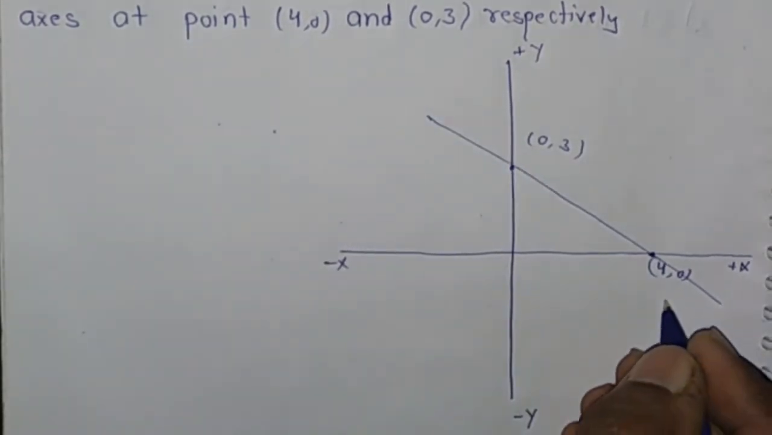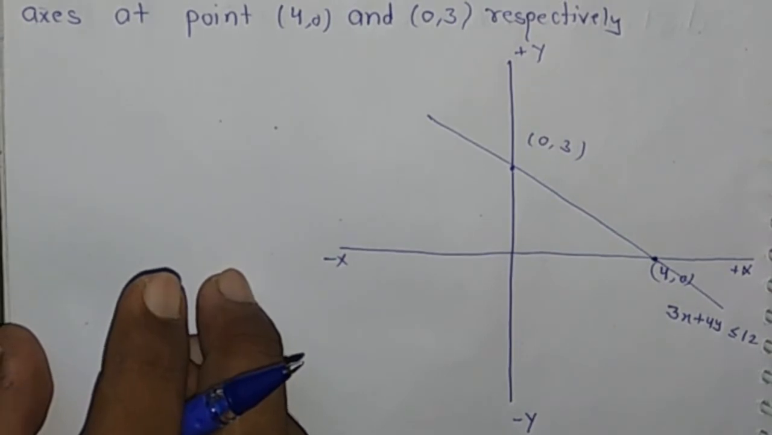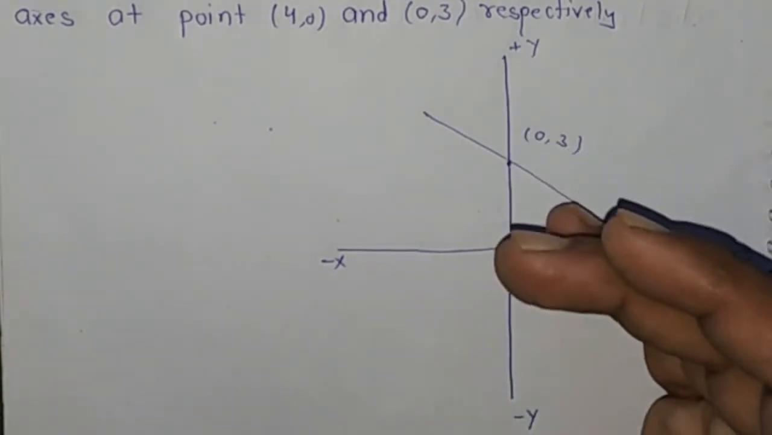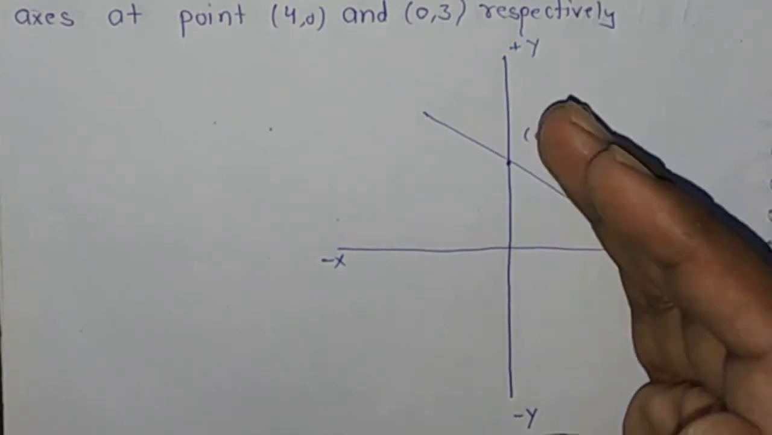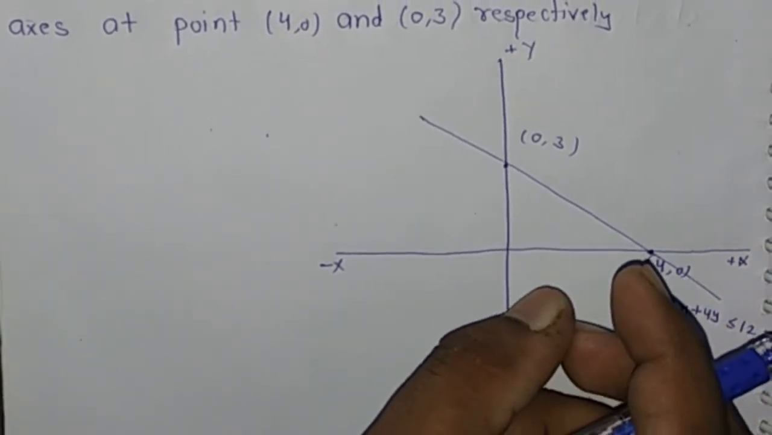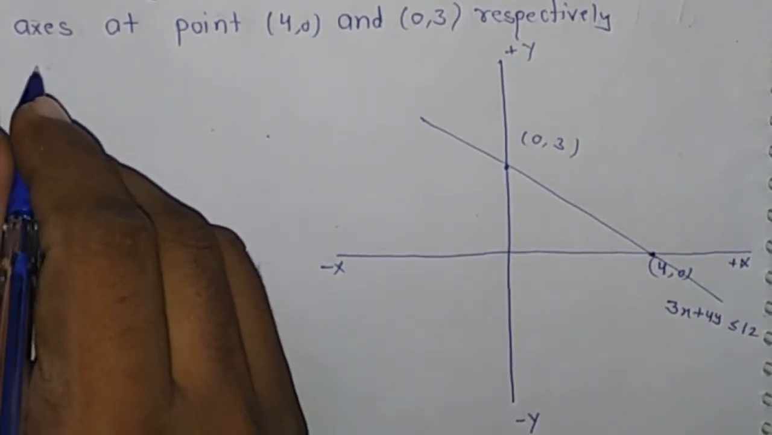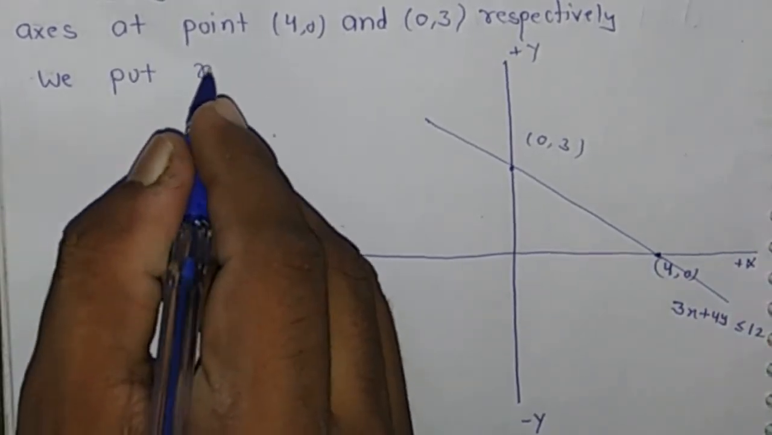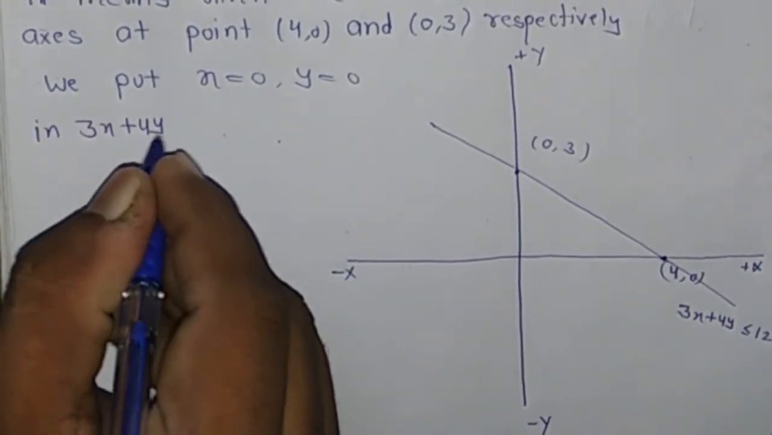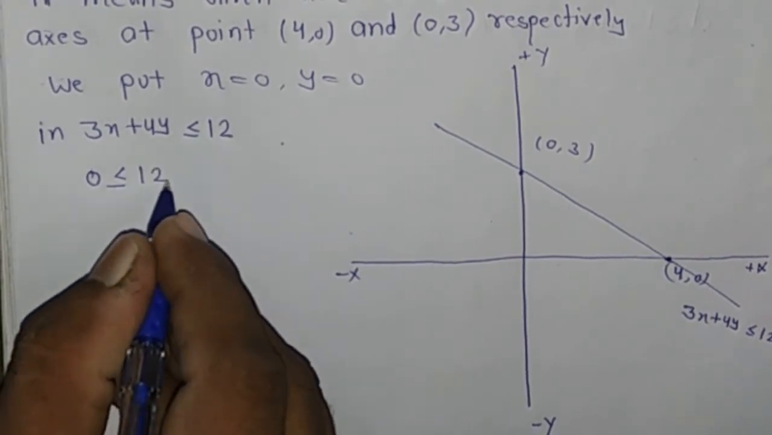It is the line 3x plus 4y equal 12. Now the solution set is the region above the line or below the line. For this, we put x equals 0 and y equals 0 in 3x plus 4y less than or equal to 12, then 0 is less than or equal to 12, which is true.